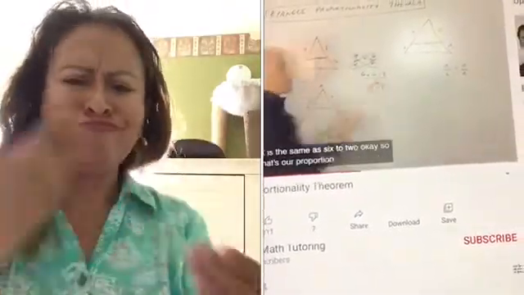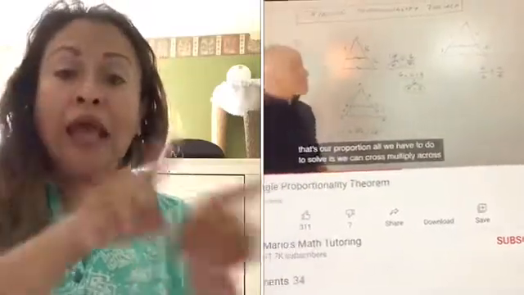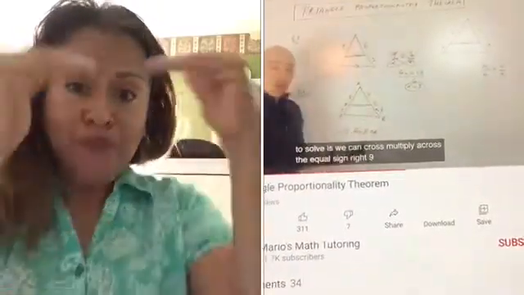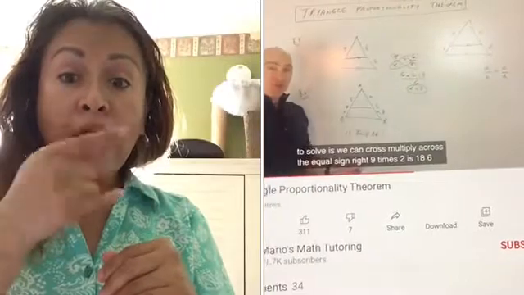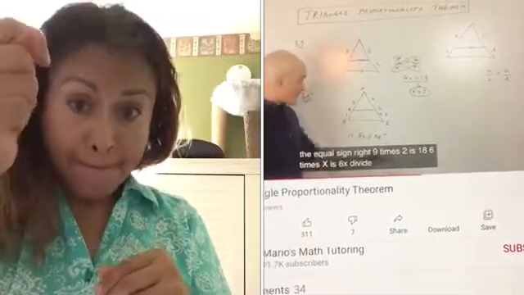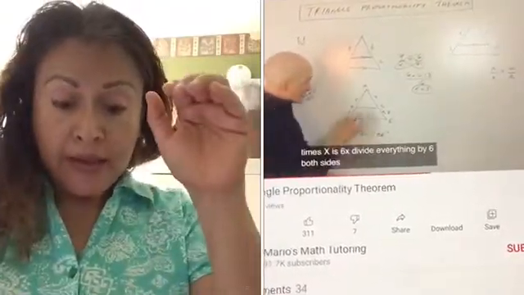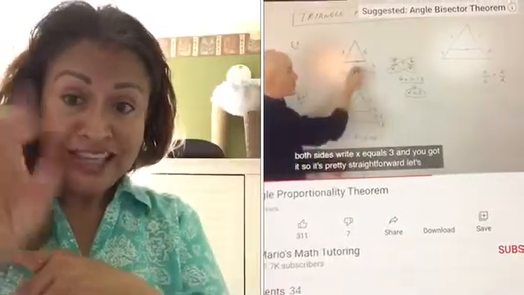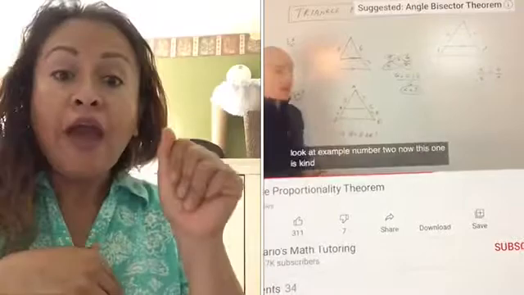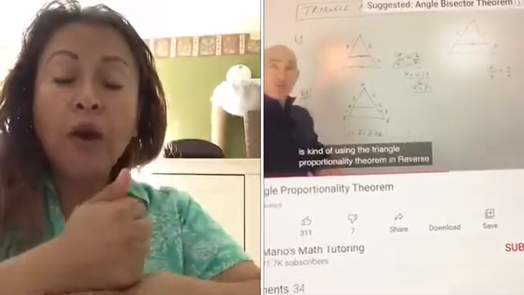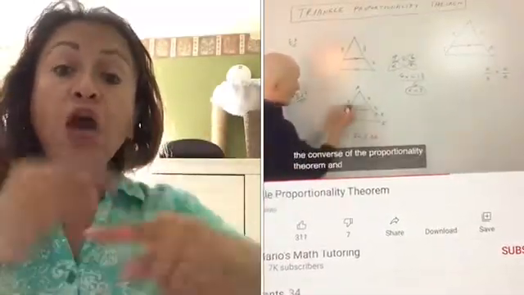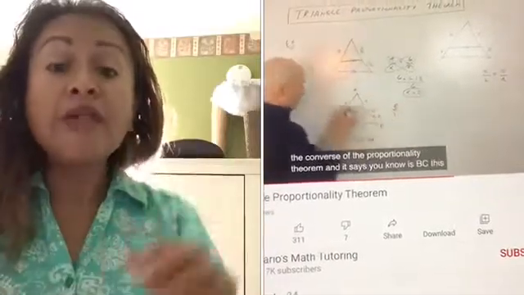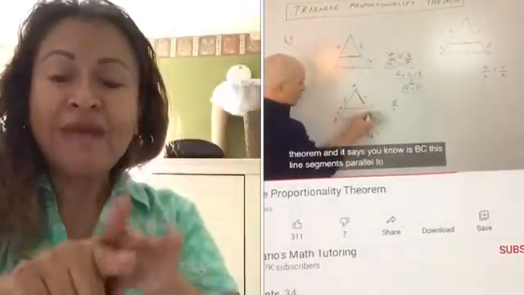So it's pretty straightforward. Let's look at example number 2. Now this one is kind of using the triangle proportionality theorem in reverse, like the converse of the proportionality theorem. And it says, is BC, this line segment, parallel to DE? We don't know because we don't see these arrows here to indicate that it's parallel. So let's go ahead and set up a proportion and see if, in fact, the ratio of 5 to 1 is the same as 4 to 0.8, right?